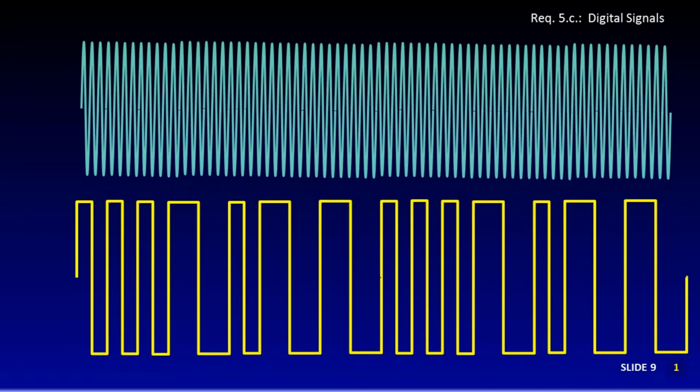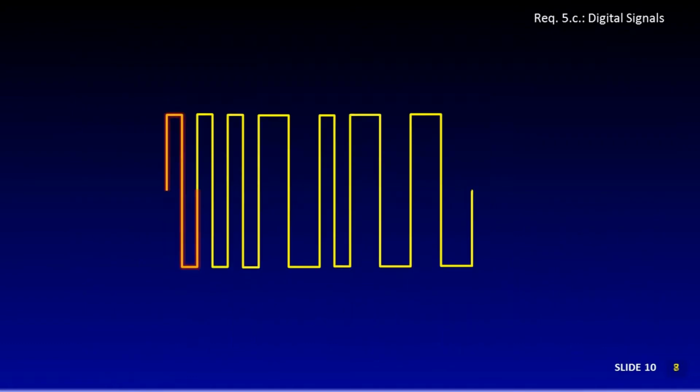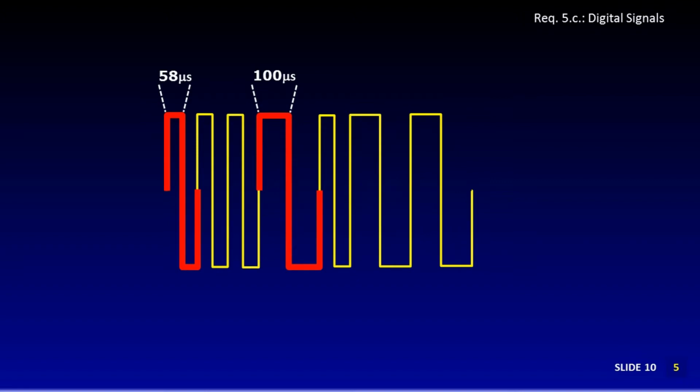Let's take a closer look at this digital radio wave. The wave consists of 2 different elements, a short burst and a longer burst. In this particular type of digital signal, and there are many others, the first part of the short burst takes 58 millionths of a second to happen. The first part of the longer burst takes 100 millionths of a second to happen. Not quite twice as long as the short one, but long enough to be different.